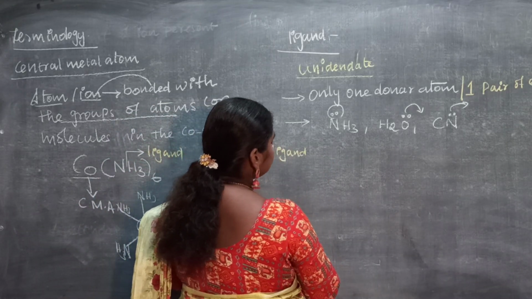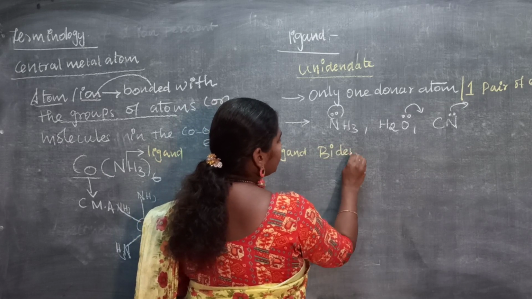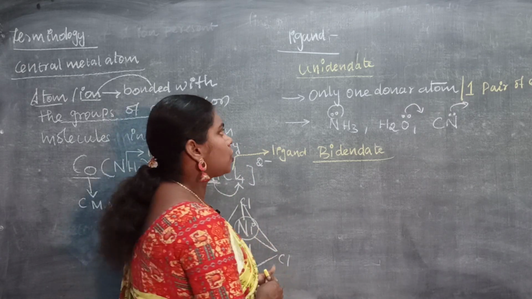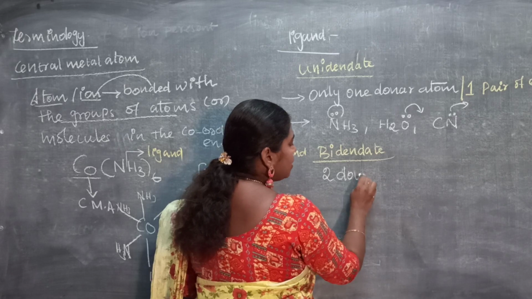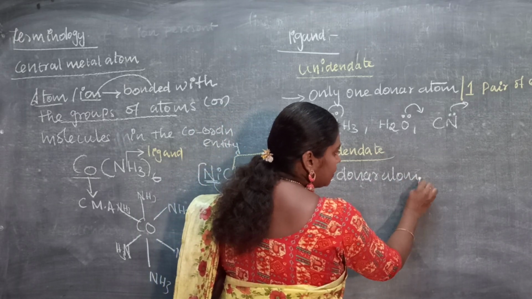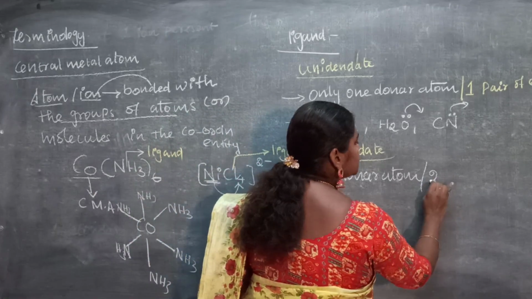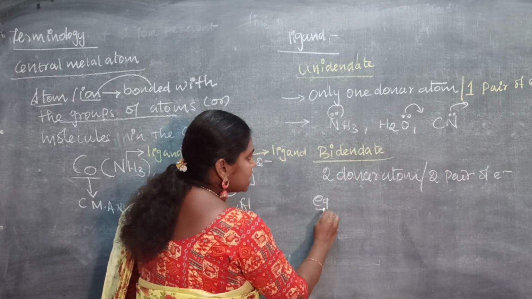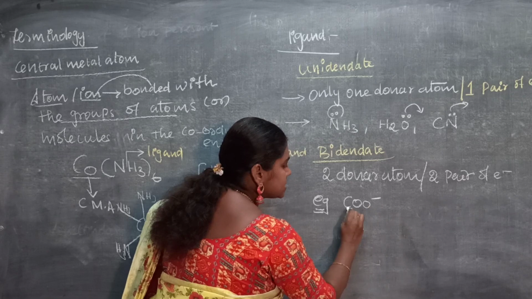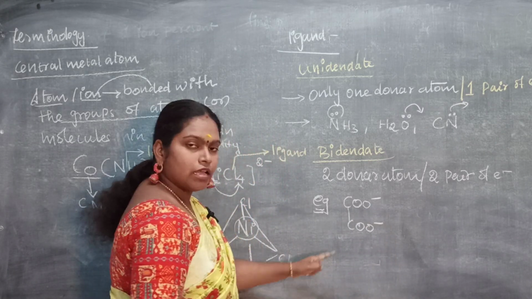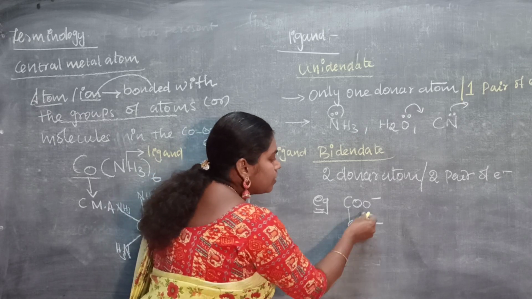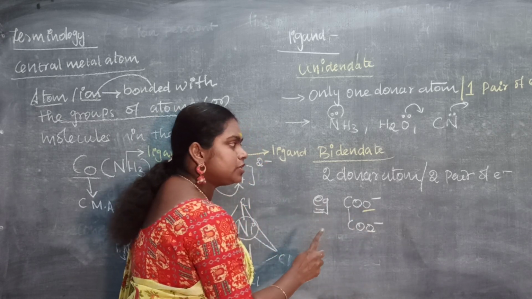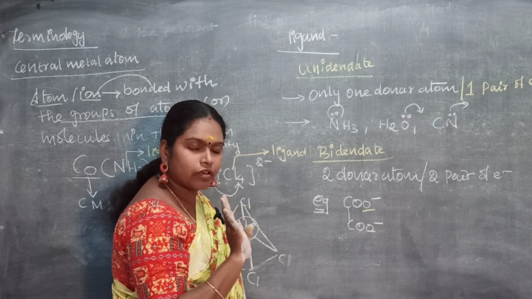bidentate ligand. Same idea: two donor atoms present in the complex. One donor atom gives one pair of electrons; here two pairs of electrons will be donated. For example, a bidentate ligand is COO minus, oxalate. Here this oxygen is a donor atom and this oxygen is a donor atom, so there are two donor atoms. It is able to donate two pairs of electrons, totally four electrons.